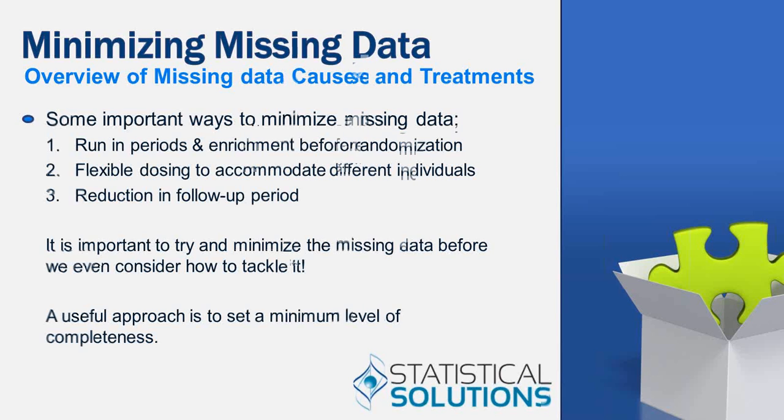So it is important to try and minimize the missing data before we even consider tackling it. A useful approach is to set a minimum level of completeness, which is one thing that the National Research Council also recommends. As I said before, to start this National Research Council report, these were recommendations that they were giving to the FDA as they were approaching and trying to tackle the issue of writing up on missing data analysis.